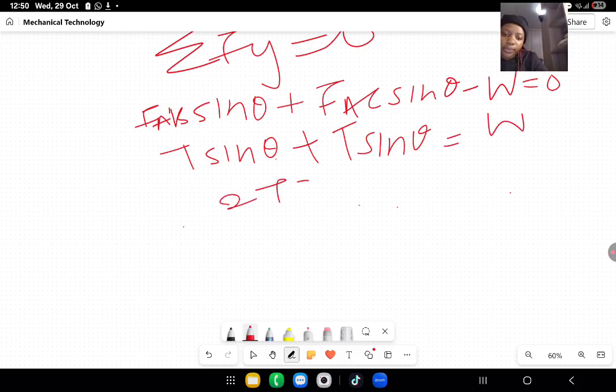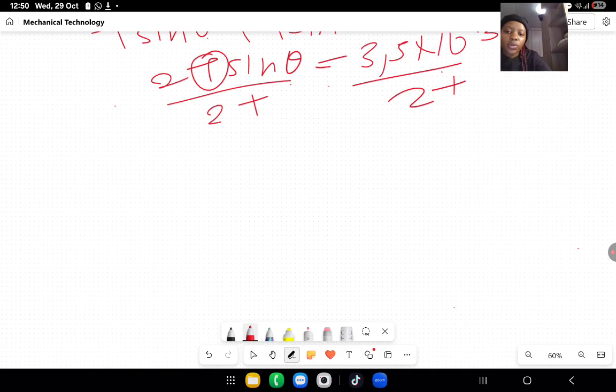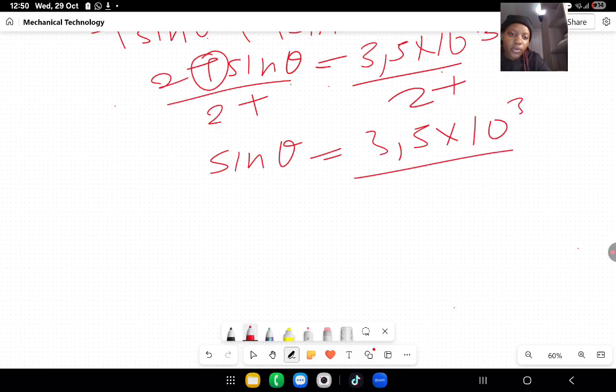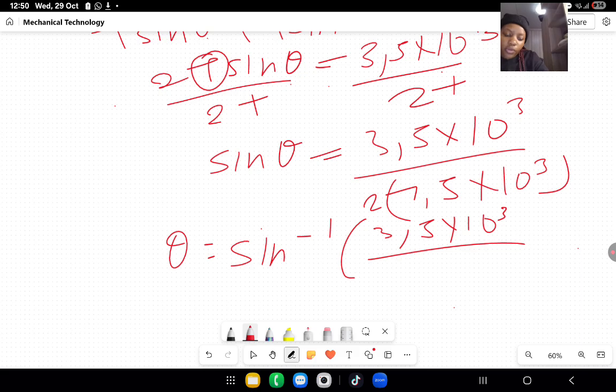So 2T sine theta equals W, which is 3,5 times 10 to the power 3. Our T is our maximum tension, so it will be 2T. Again, we are looking for our angle, so we are left with sine theta equals 3,5 times 10 to the power 3 over 2 times 7,5 times 10 to the power 3. Then theta equals sine arc of 3,5 times 10 to the power 3 over 2 times 7,5 times 10 to the power 3.